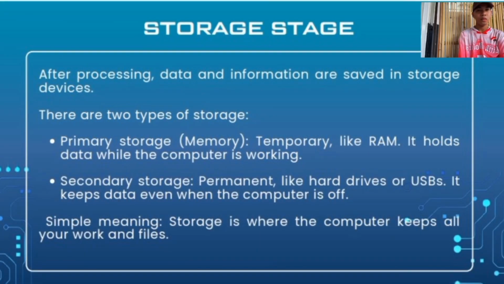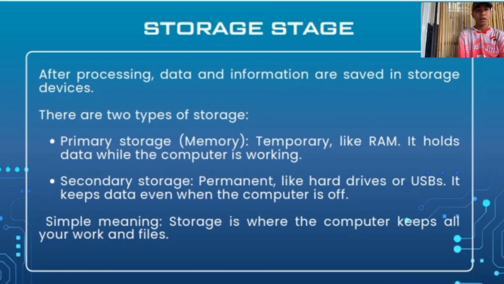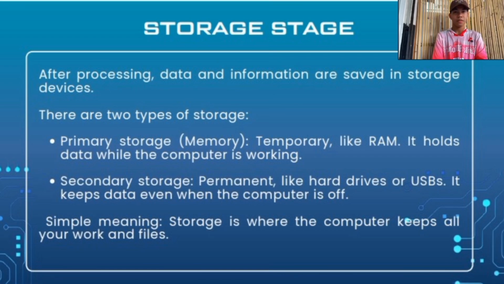The third is the storage stage. In the storage stage, after processing, data and information are saved in storage devices. There are two types of storage. The first is primary storage, or memory, which is temporary, like RAM. It holds data while the computer is working.